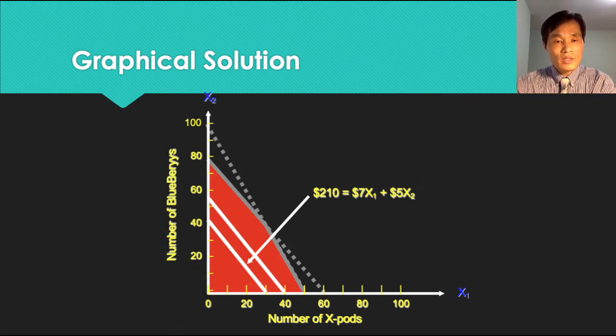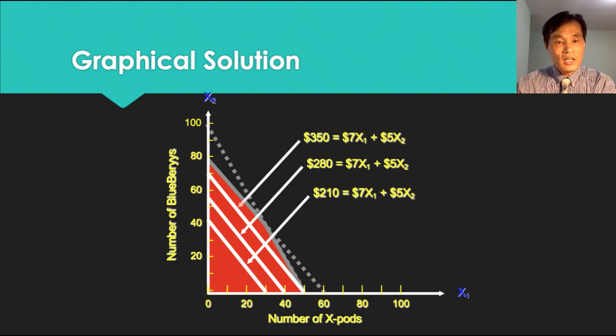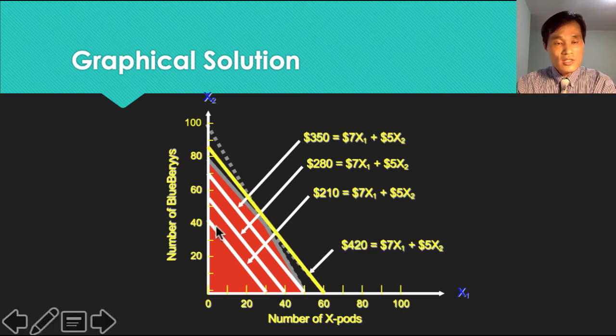So here we put a number like 210, and we see that this is the line for 210 equals 7x1 plus 5x2, and we gradually increase this profit number, and then we have an area above, and draw more isoprofit lines. We see that in this slope, when we increase the isoprofit line and move it upward, there is one isoprofit line here, and one over here, and then one over there. So among these three corner points, we see that this one will produce the highest profit.